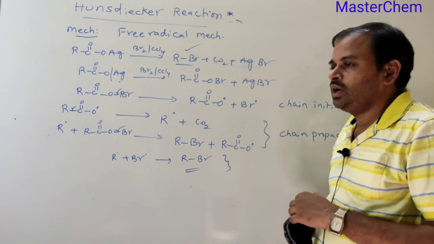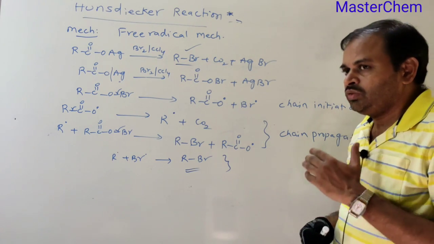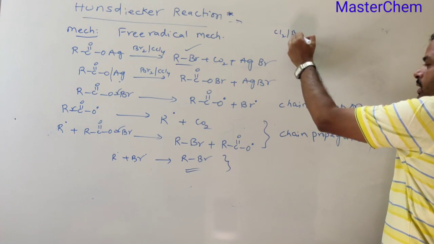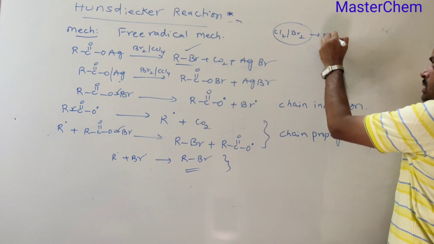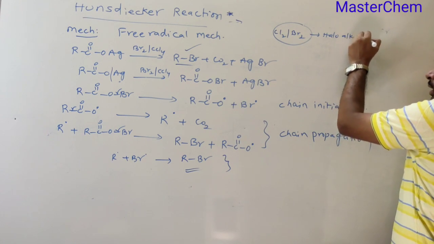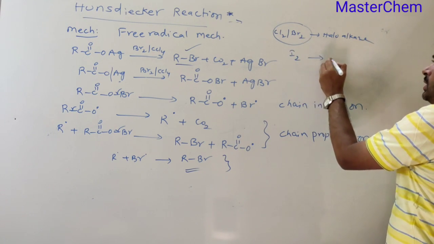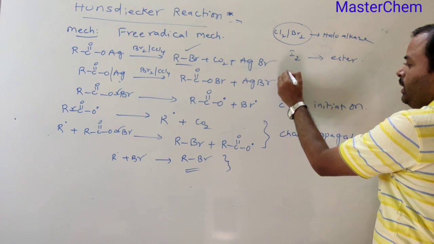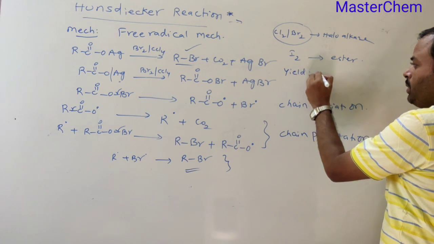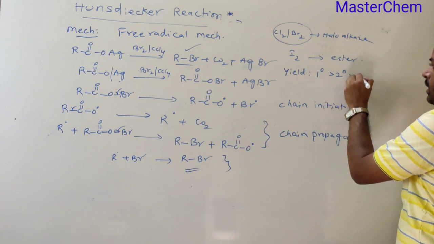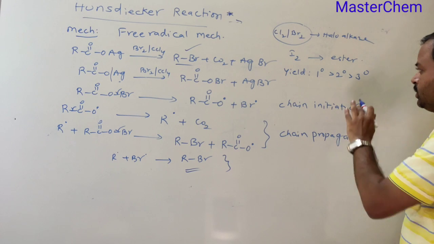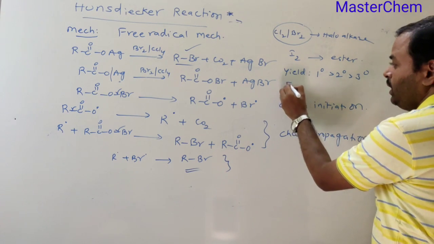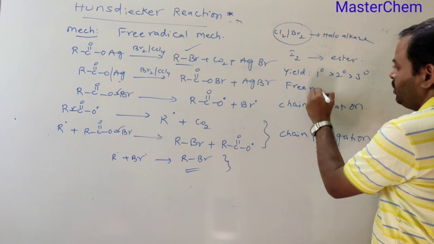With the Hunsdiecker reaction, you should be familiar that by chlorination and bromination you can get the corresponding haloalkane, and with iodination, ester will be formed. And here the yield of primary alkyl halide is greater than secondary alkyl halide, which is greater than tertiary alkyl halide. And here it is a free radical mechanism. These are the important points.